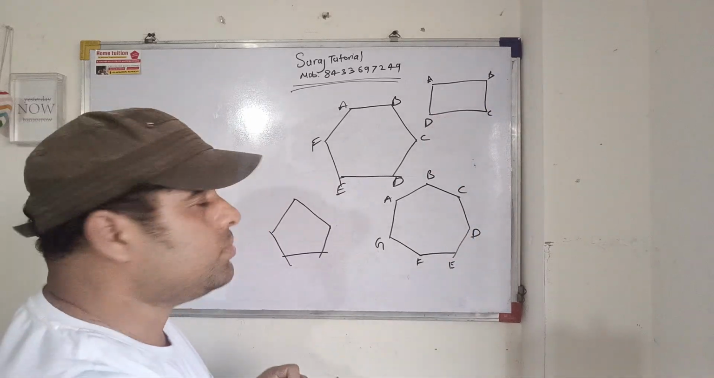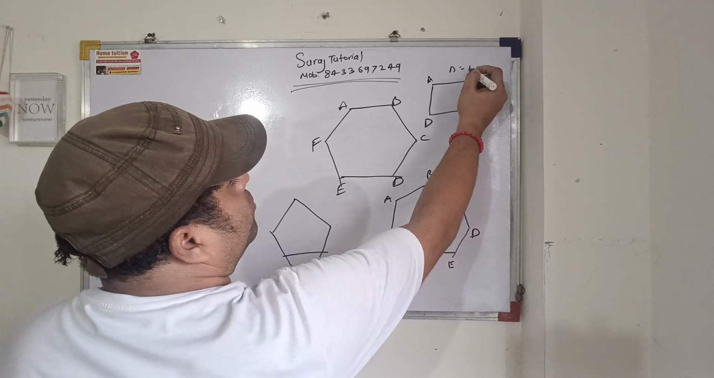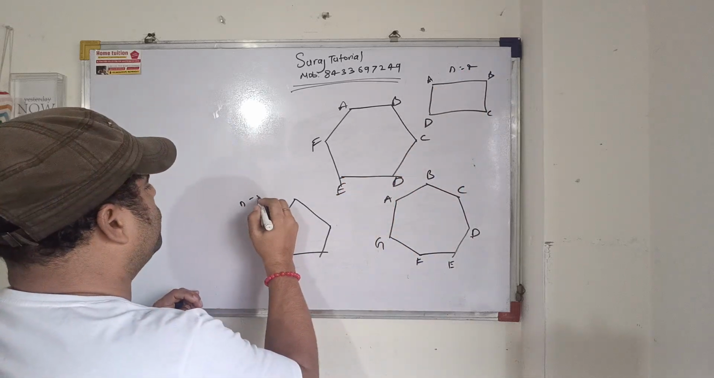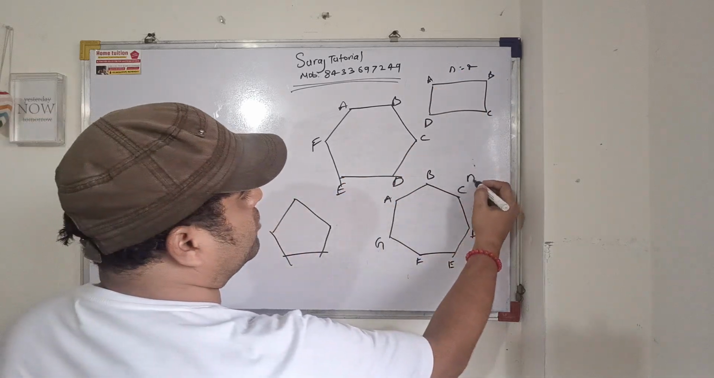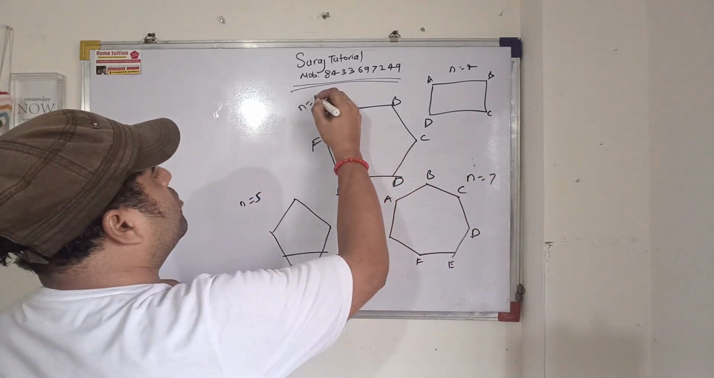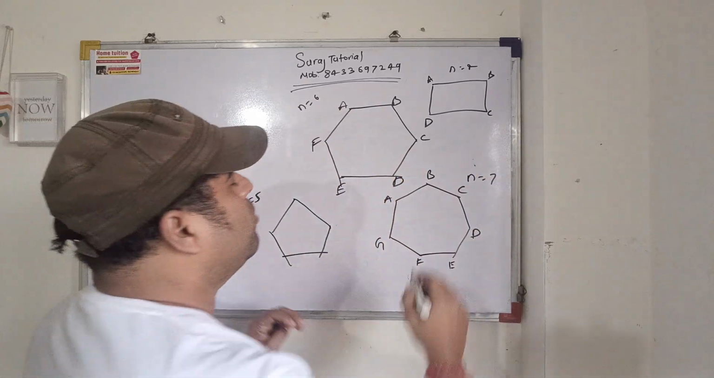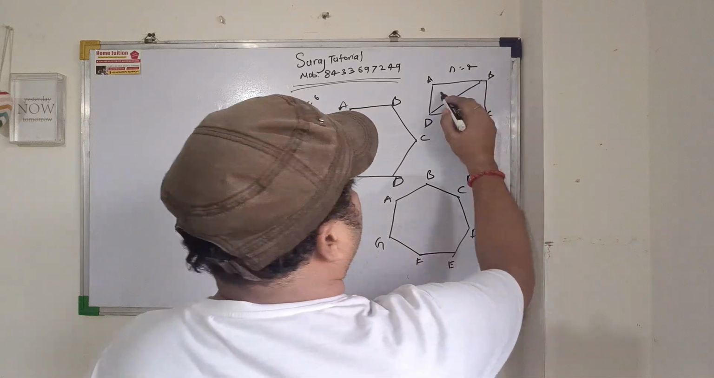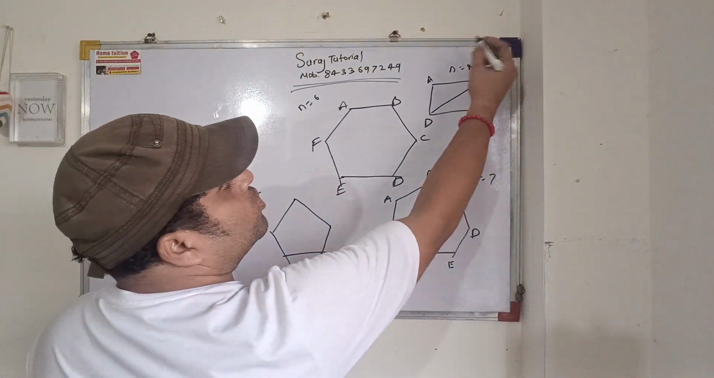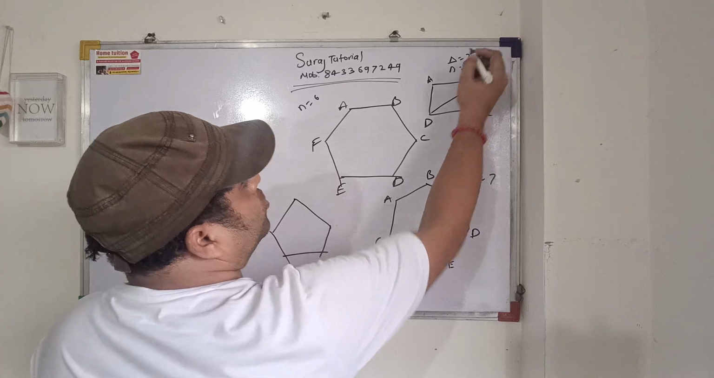See here, there are 4 sides, n is equal to 4 here. Here n is equal to 5 sides. Here n is equal to 7 sides. Here n is equal to 6 sides. Now, how many triangles can you make? There are 2 triangles. If n is equal to 4, the number of triangles we get is 2.